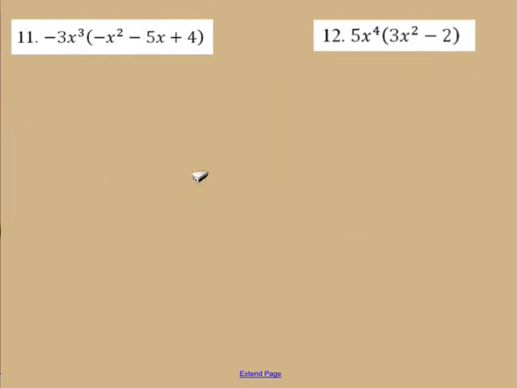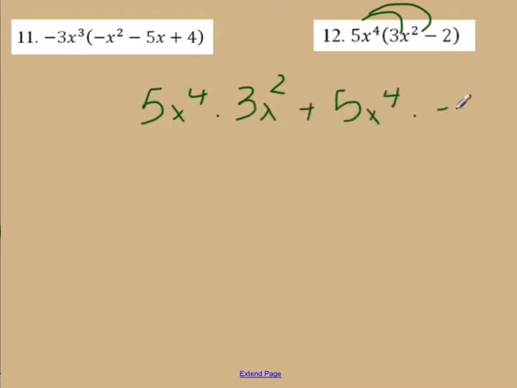All right, let's take a look at number 12. So for number 12, we're going to take this 5x to the fourth and distribute it in. So I have 5x to the fourth times 3x squared. Now moving on to the next term, 5x to the fourth times a negative 2.